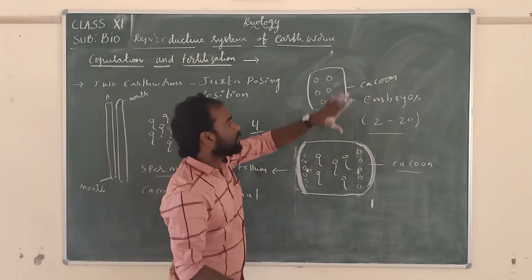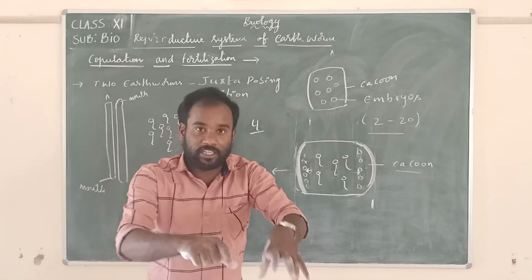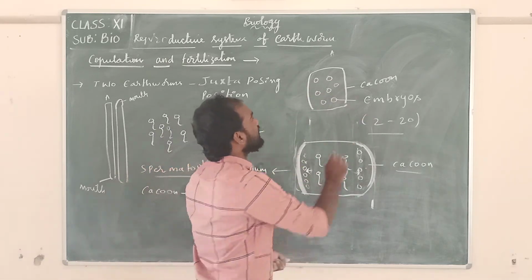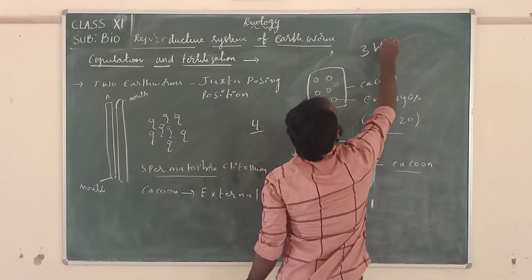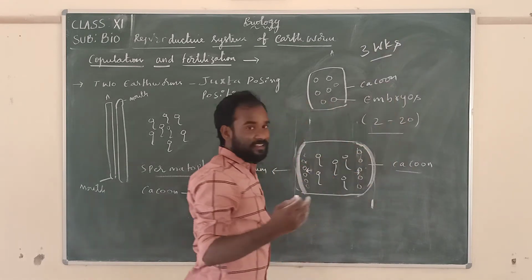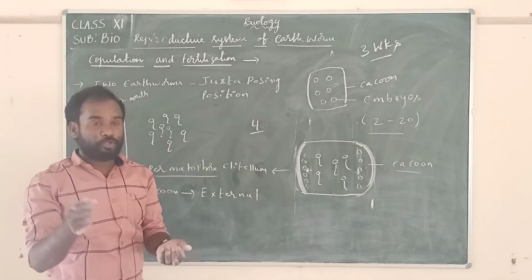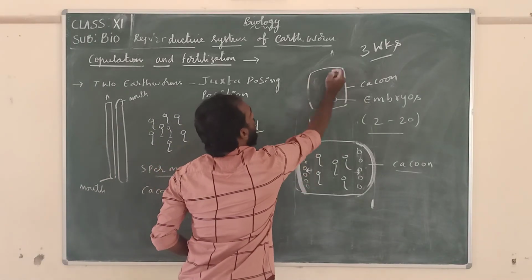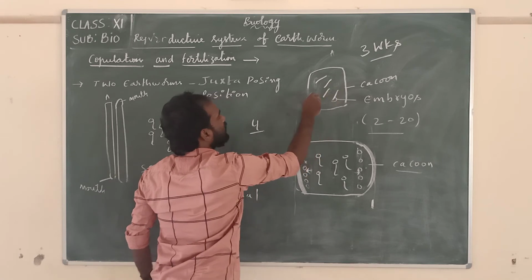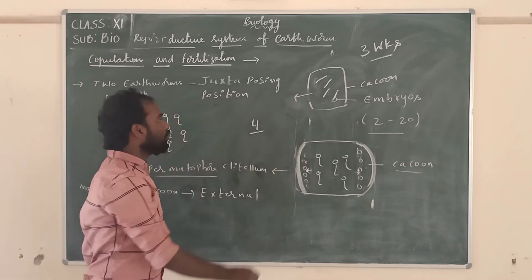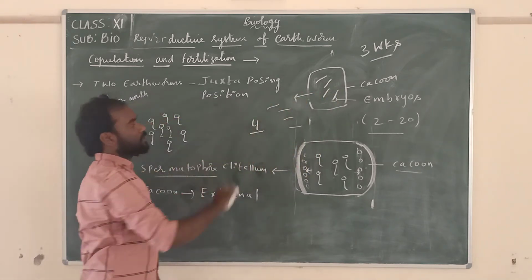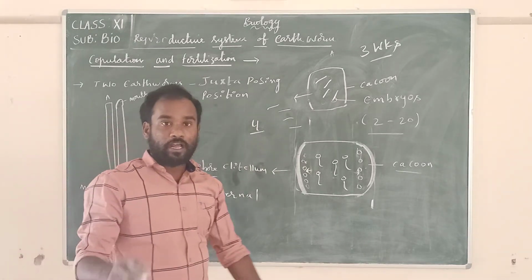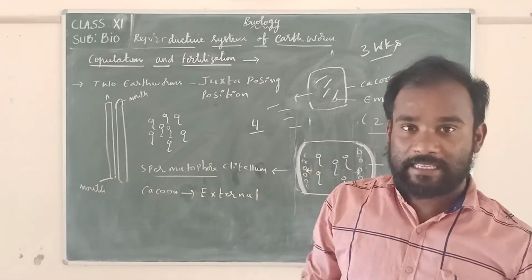Now what happens? These cocoons will be in the soil because the earthworm left the cocoon in the soil and went. So these embryos within 3 weeks develop into new earthworms. These new earthworms rupture the cocoon and come outside within 3 weeks. Now, this is how reproduction takes place in earthworm.